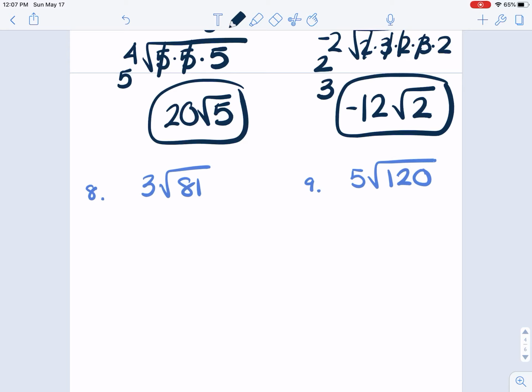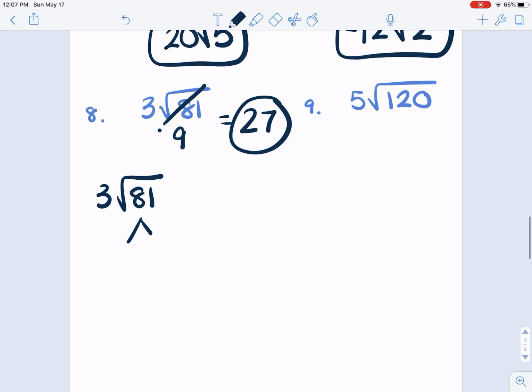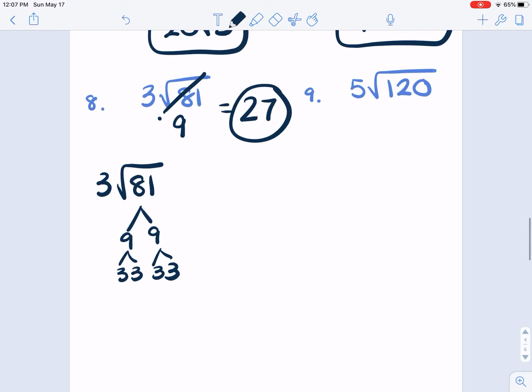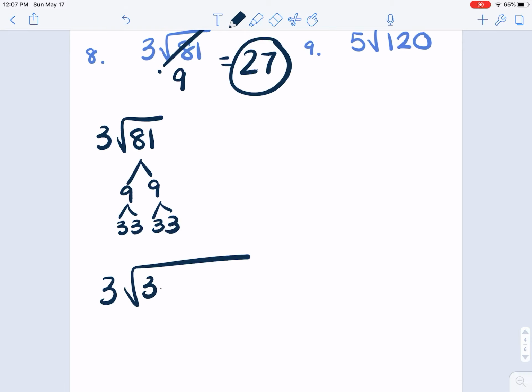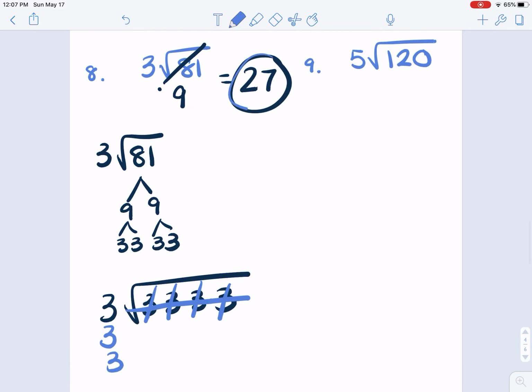All right, 3 times 81. Hopefully, you would know that 81 is a perfect square. The square root of 81 is 9. 9 times 3 gives me 27. Now, if for whatever reason you're in the zone and you're doing these problems, maybe you don't recognize that 81 is a perfect square. So, I've got a 3 outside waiting. And then when I go to do this, I can cross out a 3, cross out a 3. Everything underneath the square root sign went away. 3 times 3 times 3 gives me 27.